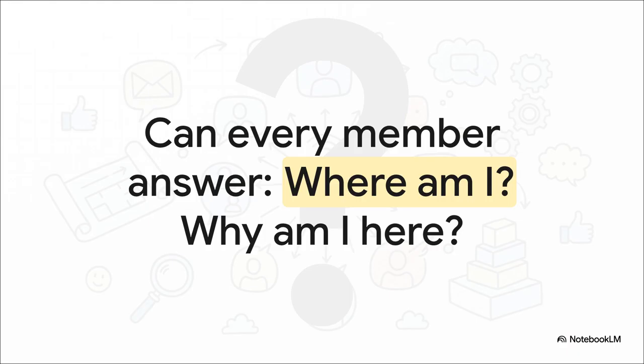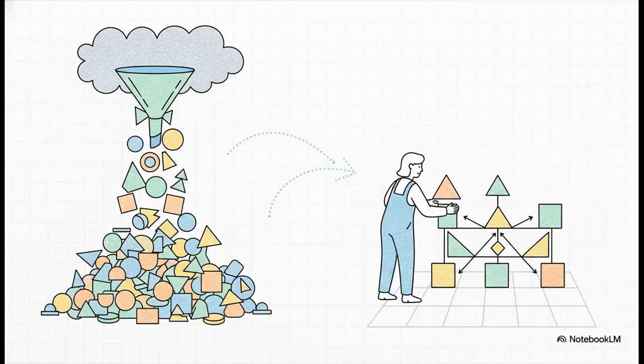That means at any given moment, any member should be able to easily answer three really simple questions. Where am I? Why am I here? And who are all these other people? Who is this for? If the answers to those questions are even a little bit fuzzy, coherence is already starting to break down. And that really brings us to the most important point of all.